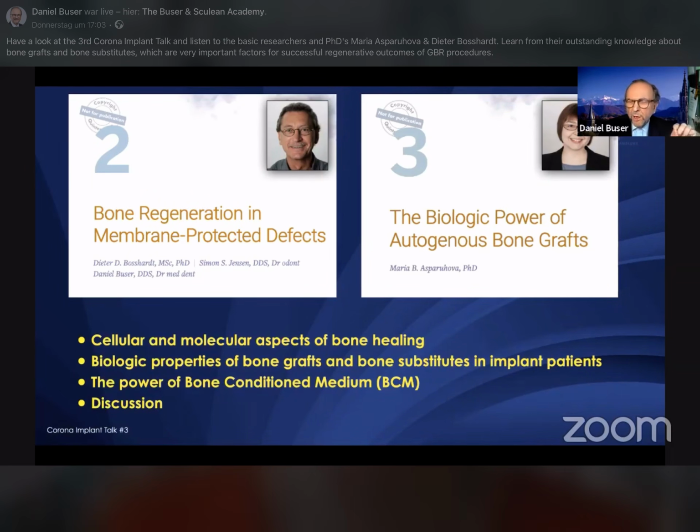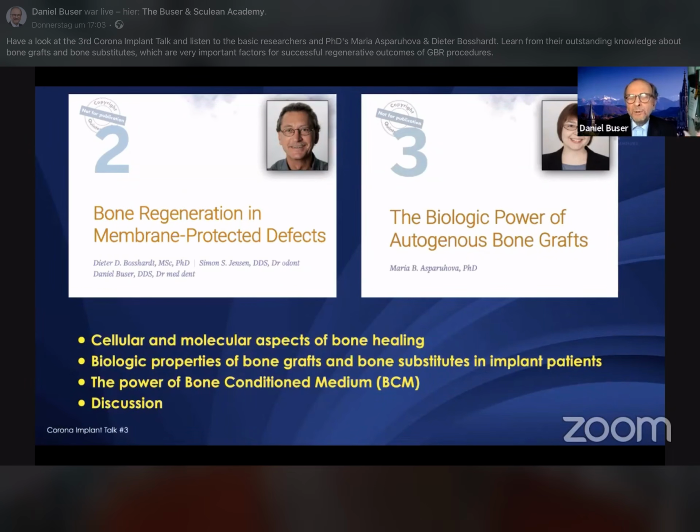You see, we start with Maria, and she will give us information about the cellular and molecular aspects of bone healing. And that means what's the basics from a biologic point of how the bone heals? What is in the genetics, in the genes? And we have to understand what happens is something that happened there for millions of years. We cannot influence it, but we can, of course, learn from it.